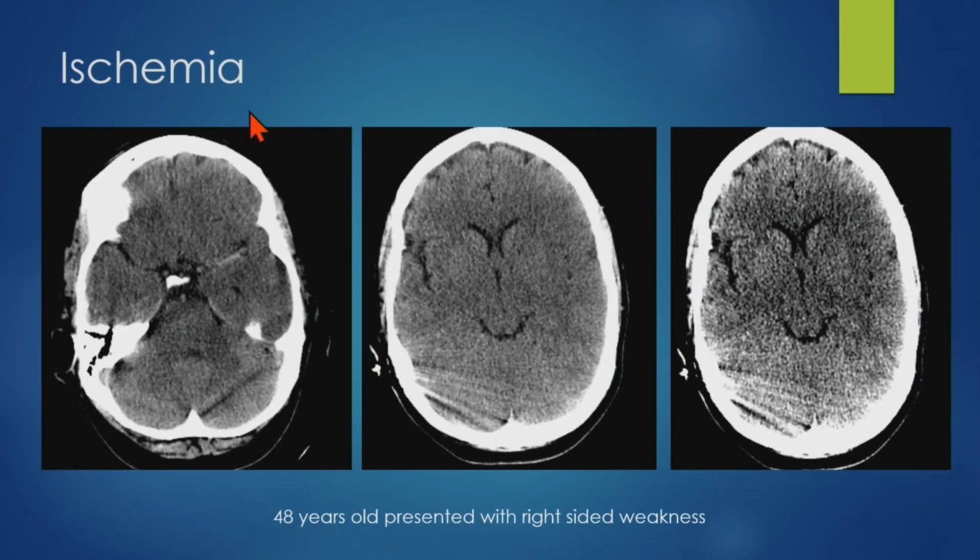So this is a full workup of ischemia, which is what we do every day. 48 years old, presented with right-sided weakness. The CT head non-contrast showed hyperdensity in the left Sylvian fissure, what we call dense MCA sign, which means a thrombus within the left MCA.